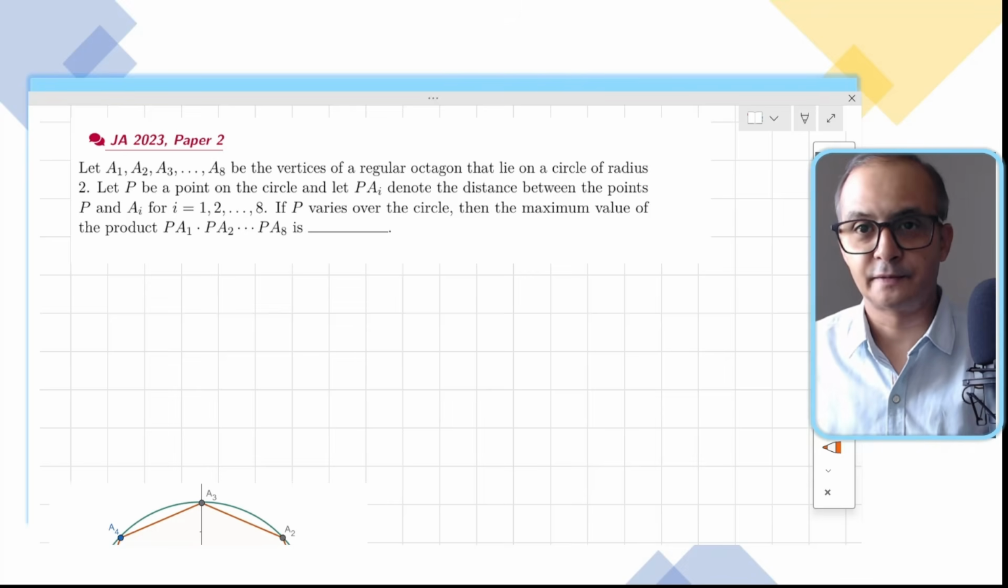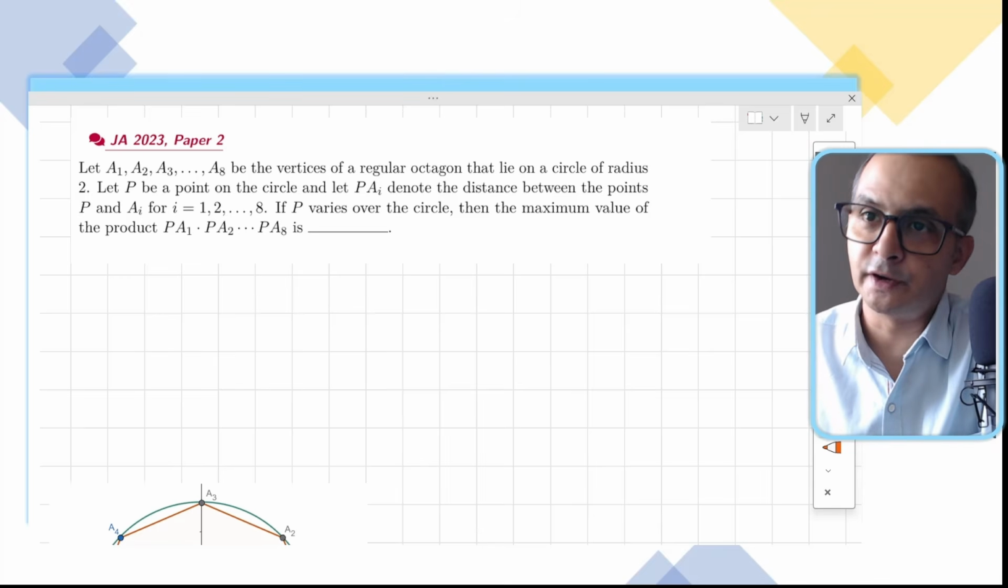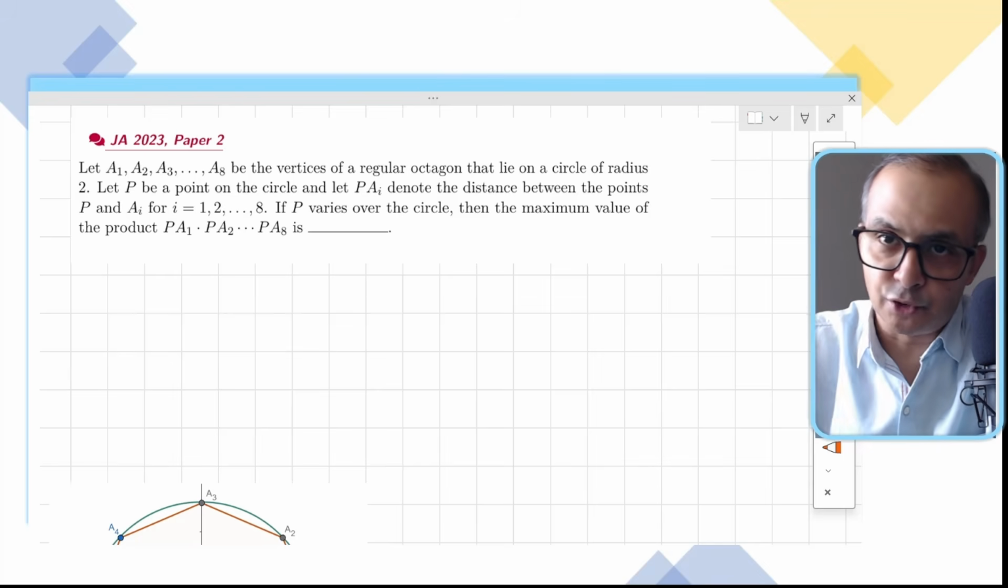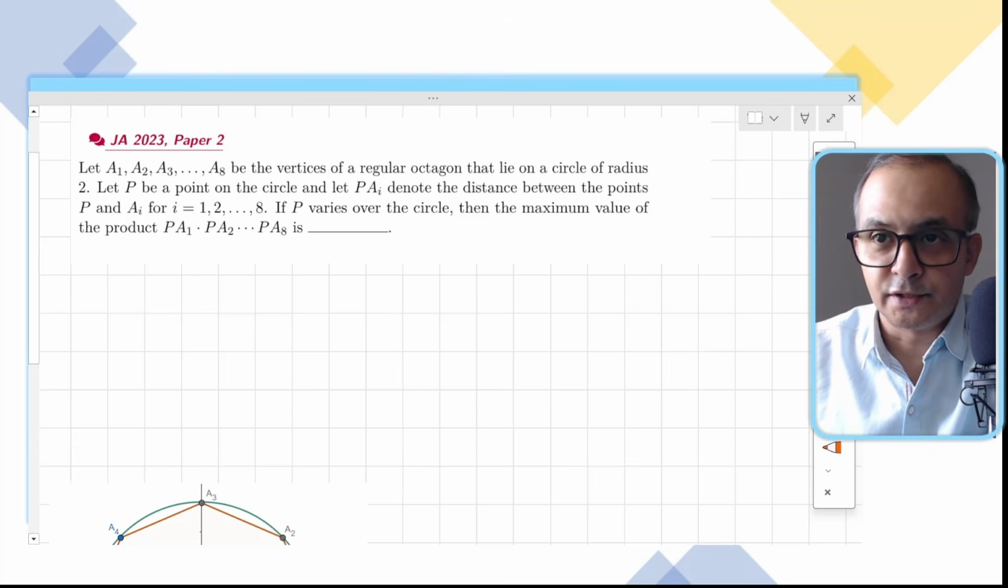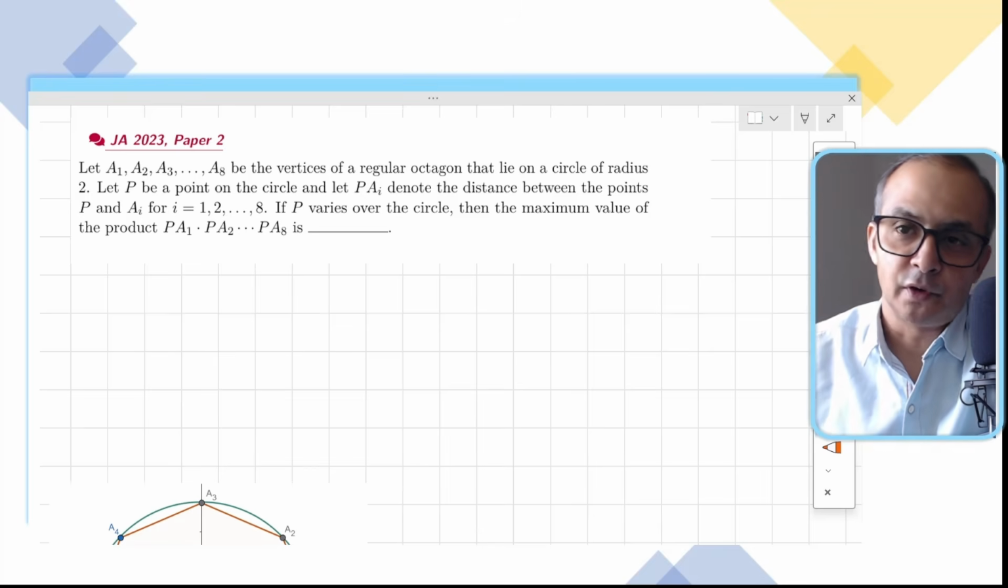The question is: let A1, A2, A3 up to A8 be the vertices of a regular octagon that lie on a circle of radius 2. Let P be a point on the circle, and let PAi denote the distance between the points P and Ai for i going from 1 to 8. If P varies over the circle, then we have to find the maximum value of the product PA1 through PA8.